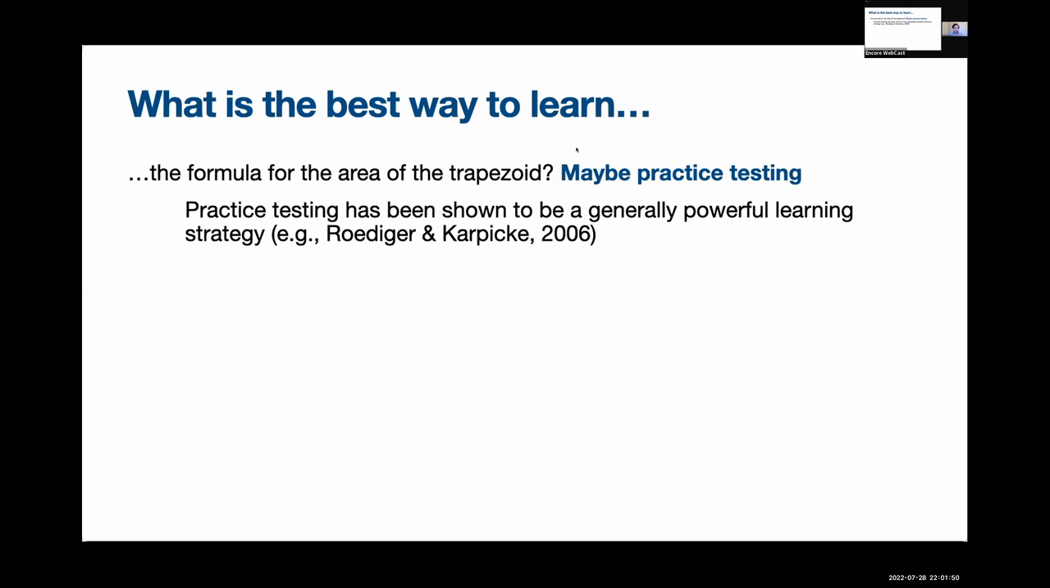Practice testing like this has been shown to be a generally powerful learning strategy that would probably improve learning the formula of the area of the trapezoid, which is what we are focusing on right now. And the proposal is that practice testing delays forgetting and improves later retrieval of the information that you keep practicing and retrieving. But what if instead of retrieving the formula, we want to learn to calculate the area of all the trapezoids and not just memorize that formula?